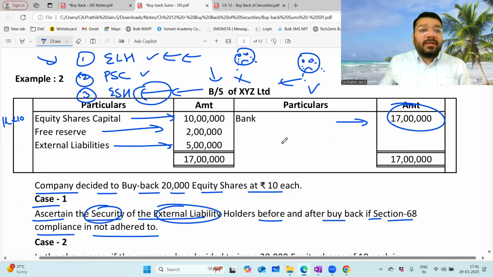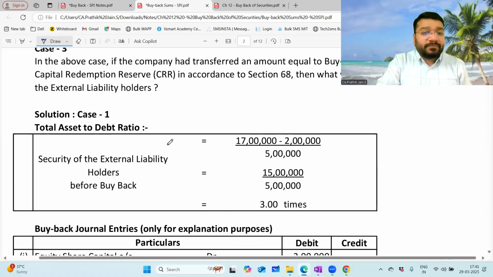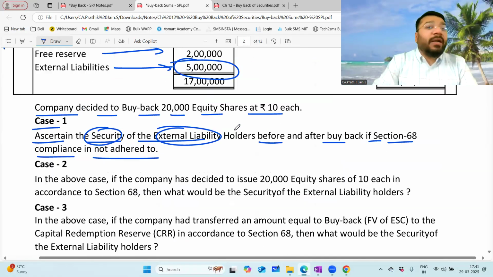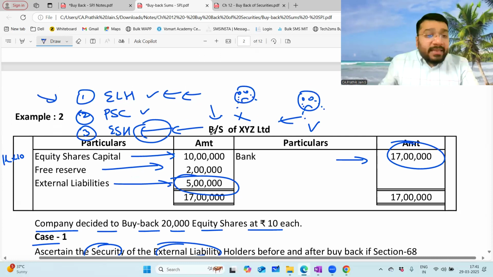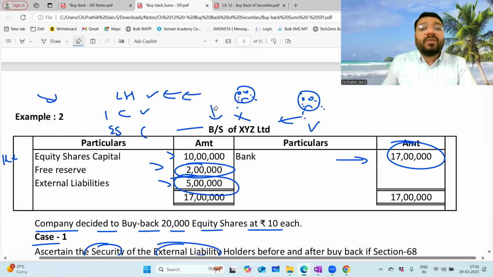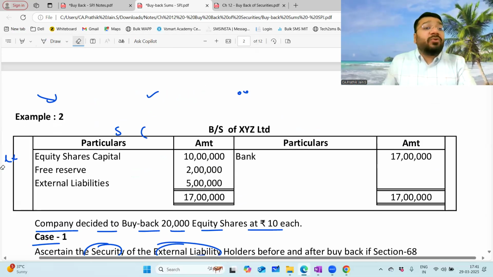Now please tell me. Here, before the buyback, how much of money is secured for external liability holders? What is the security of the external liability holders? So whatever money is there in the bank, 17 lakh rupees. In that, 2 lakh rupees I will minus. Correct? Guys, free reserves. What is free reserves? Free reserves are those reserves which the company can give as dividend to the shareholders. And nobody can question about it.